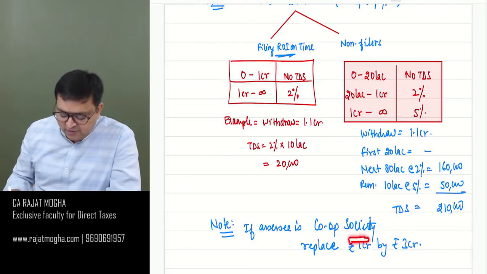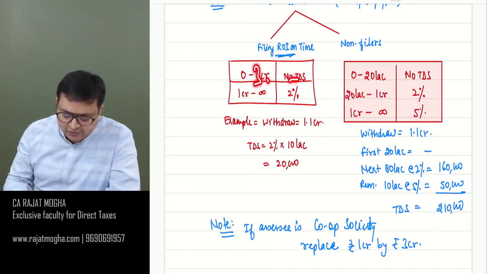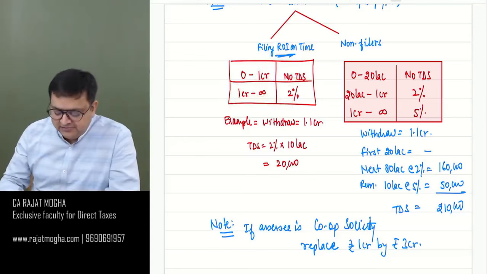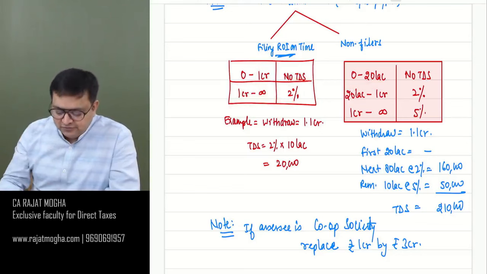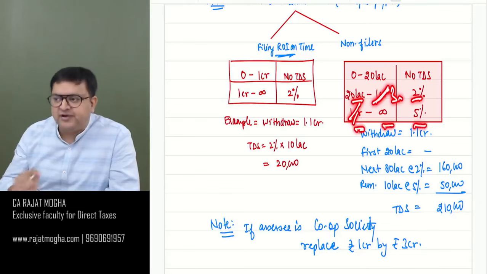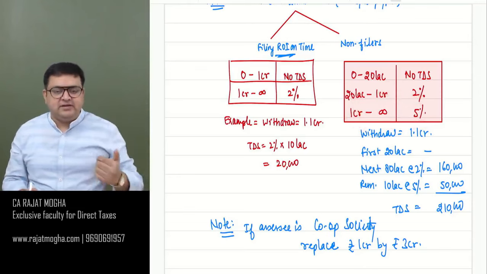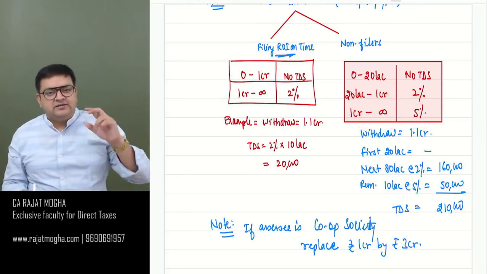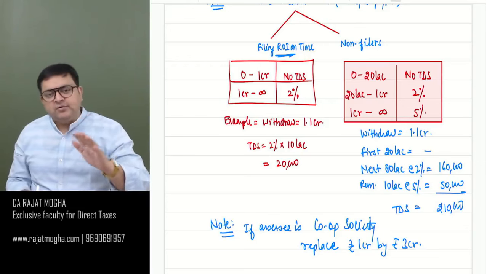So let's say this cooperative society is filing their ROI on time. So 0 to 3 crores, no TDS, more than 3 crores to infinity, 2%. Here 0 to 20 lakh will not be replaced, 1 crore would be replaced. So 0 to 20 lakh, no TDS, 20 lakh to 3 crores, 2%, more than 3 crores, 5%. Understood? So if the assessee is a cooperative society, just replace 1 crore with 3 crores. 20 lakh will not be replaced, 1 crore would be replaced.